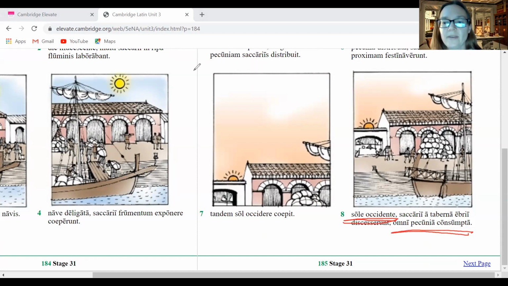It has 2. There's 2 ablative absolutes here. Sole occidente is my first one. Sol, the sun, is my noun. Occidente, setting, is my participle. That's present active. With the sun setting, the dock workers departed from the bar drunk. Omni pecunia consumpta. Pecunia is my noun, but you see I have an extra word in here, omni, but it just is an adjective going with pecunia. So pecunia is my noun, it's ablative singular. Consumpta is my participle, the perfect passive, that's also singular, with all their money eaten up.